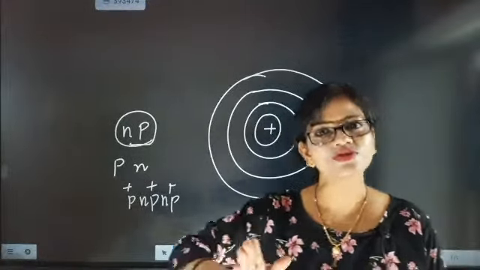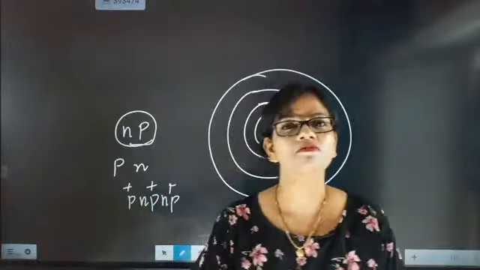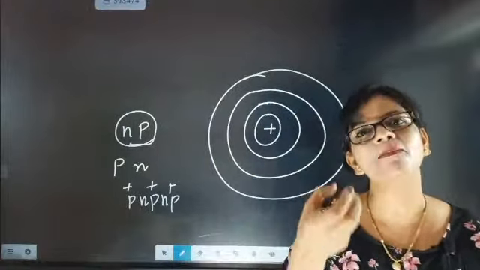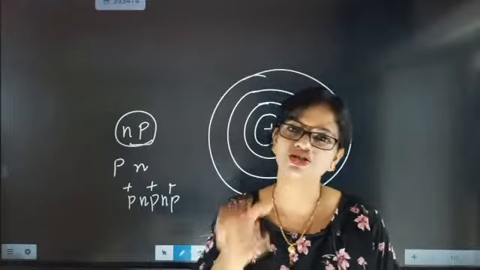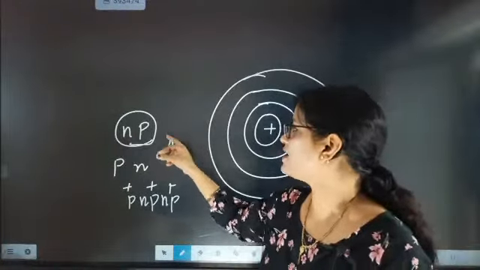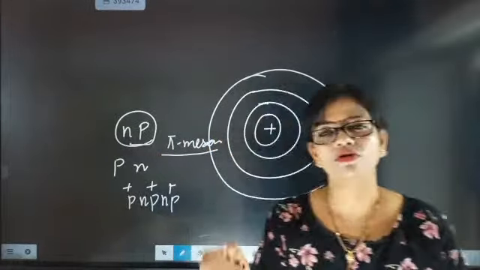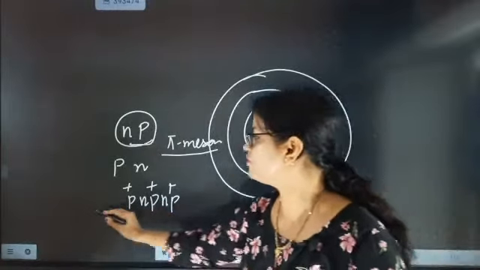So to reduce this repulsive force, neutrons will be there. These neutrons balance the repulsive force, and in return they create a pi meson force. This pi meson force or pi meson charge is called pi meson. Okay, so it reduces.